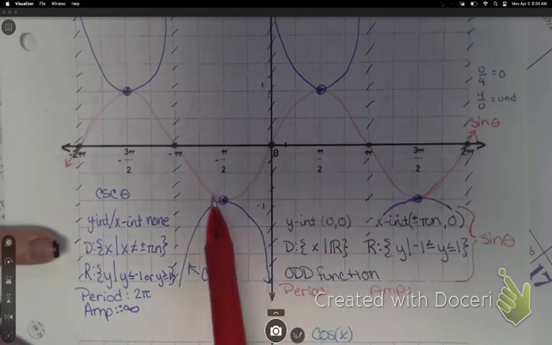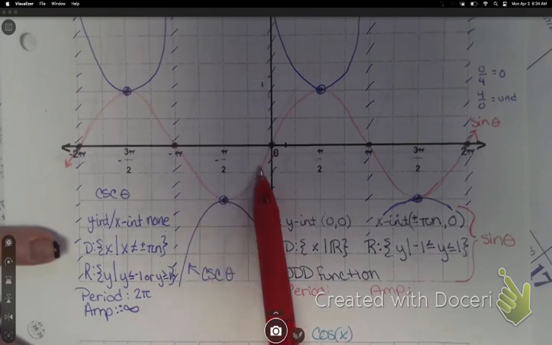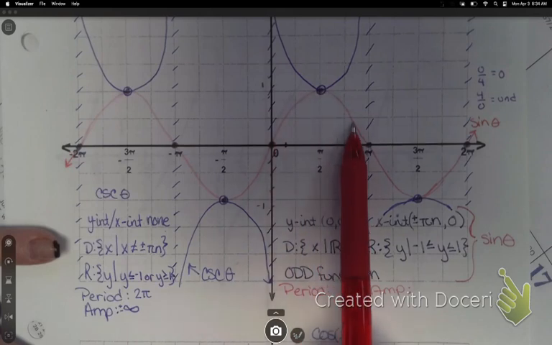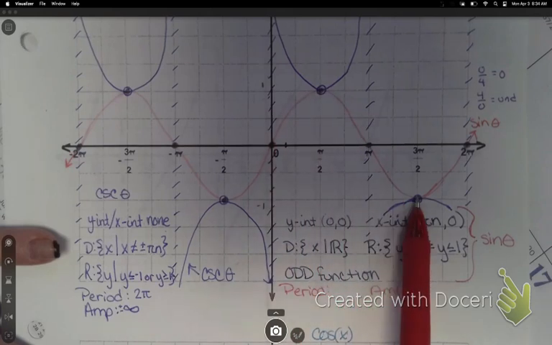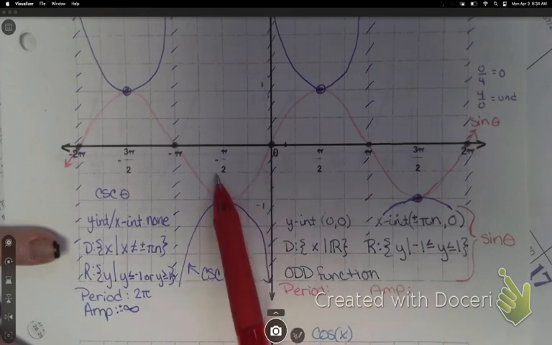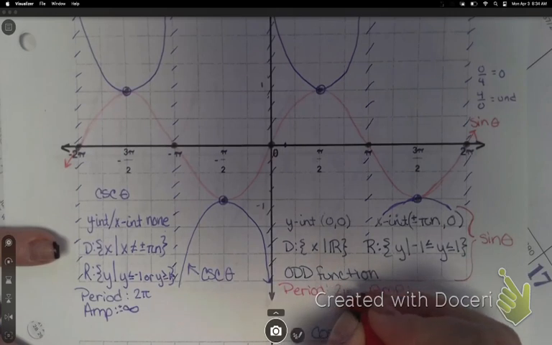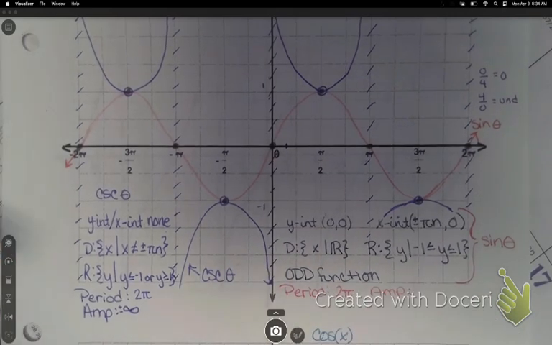2 pi. I'm going to stop at negative pi over 2, and you're going to tell me when to stop. Stop. Okay, how far is it from 3 pi over 2 to negative pi over 2? 2 pi. The period is 2 pi. Didn't matter where I started it, it came out as 2 pi.